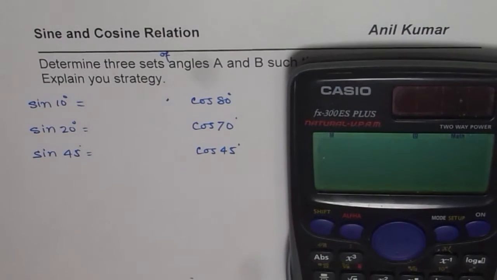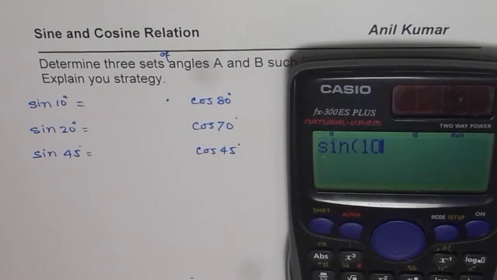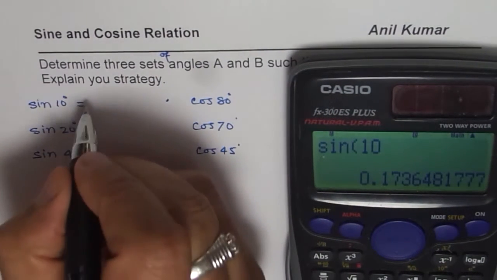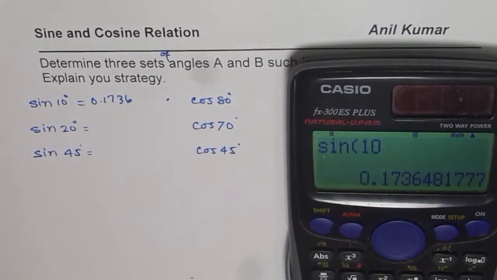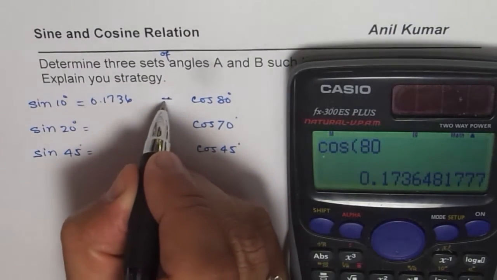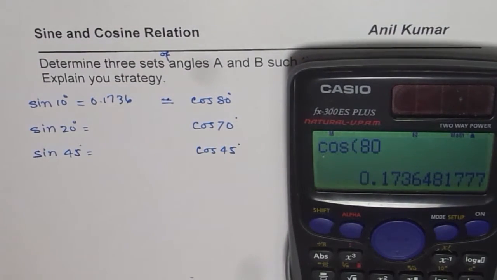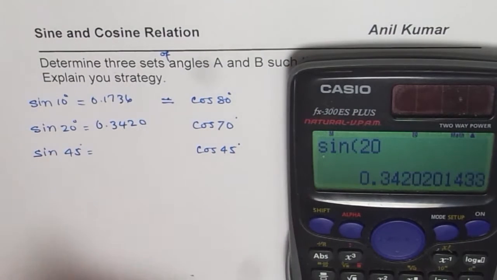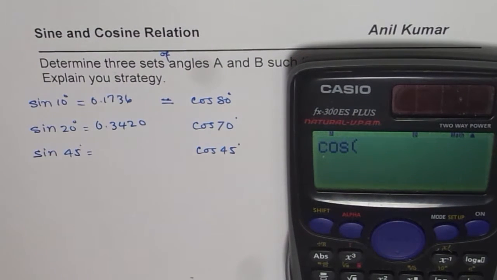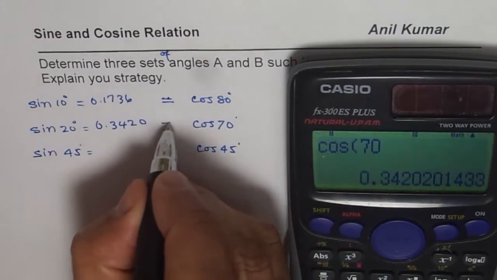So sine of 10 degrees is equal to 0.1736. Four decimal places is good enough. And cos of 80 degrees is equal to 0.1736, exactly the same, right? So these two are actually equal. Let's find sine of 20, which is 0.3420. And cos of 70 is again the same thing. So they are also equal, right?